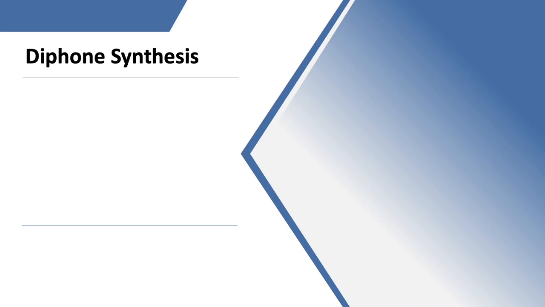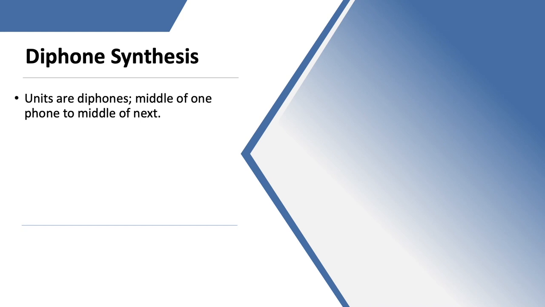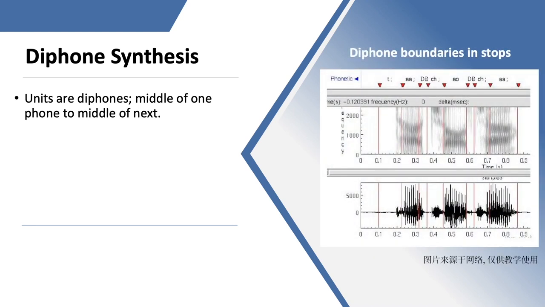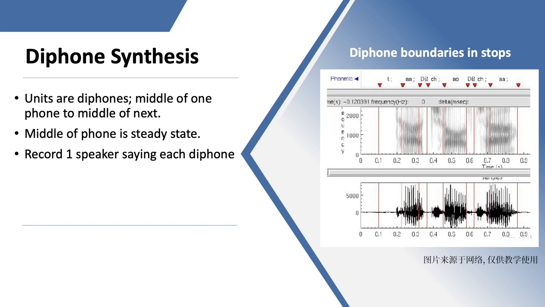Diphone synthesis uses a minimal speech database containing all the diphones, sound-to-sound transitions occurring in the language. The region of a speech unit stretches from the middle of one phoneme to the middle of the next phoneme. The figure shows diphone boundaries in stops. Generally, the middle of each phone is steady state. This method records one speaker saying each diphone.